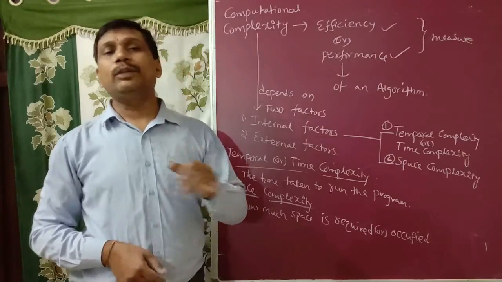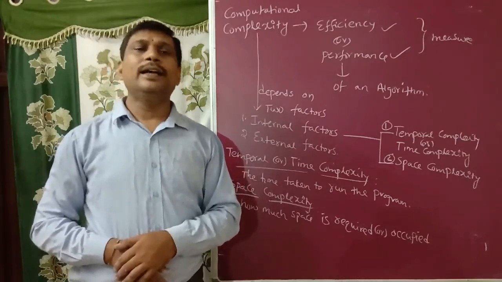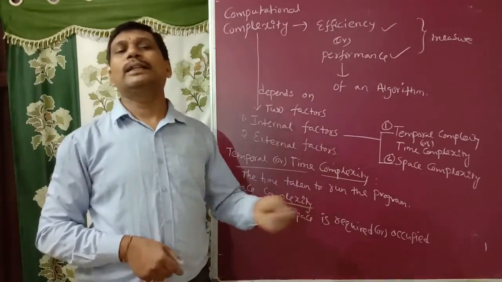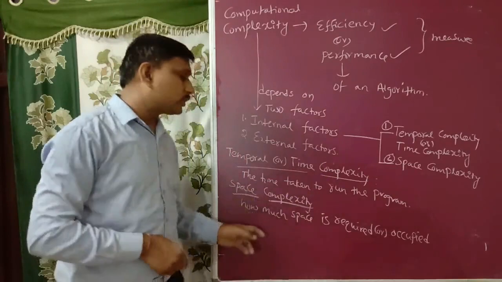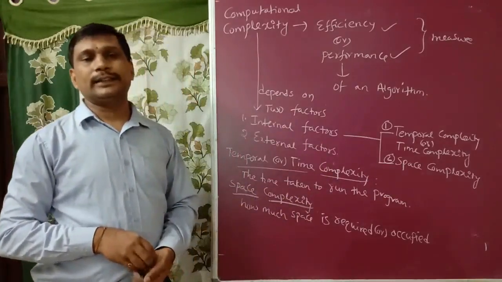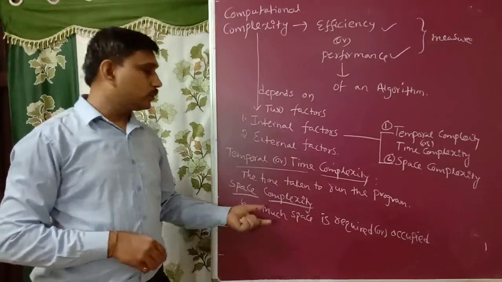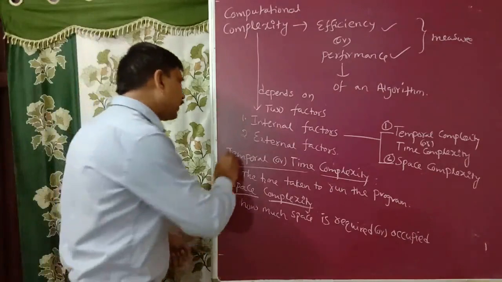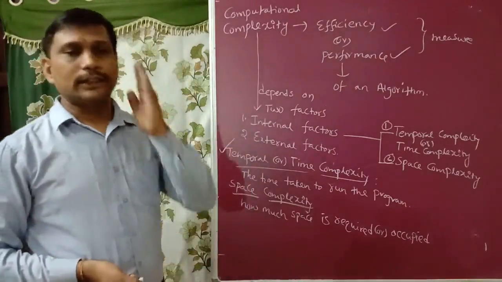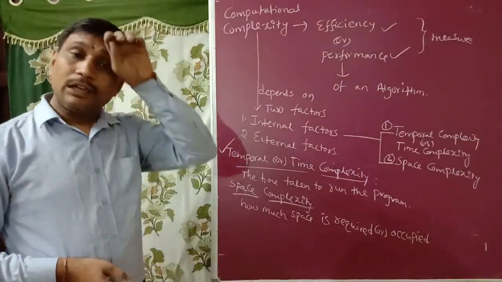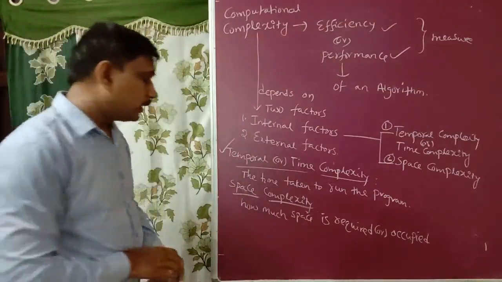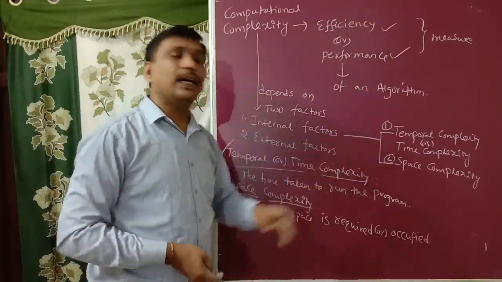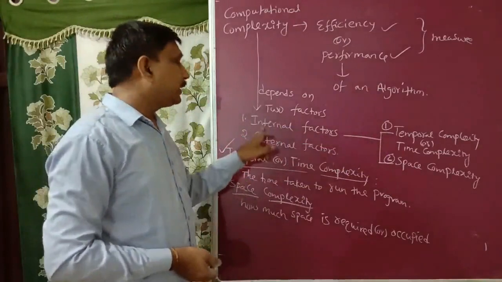In this way, variables occupy some memory and the statements contained in the program are also placed in memory. How much space it occupies can be calculated here. So we completely focus on this chapter, time complexity or temporal complexity of an algorithm. These two factors are called internal factors.